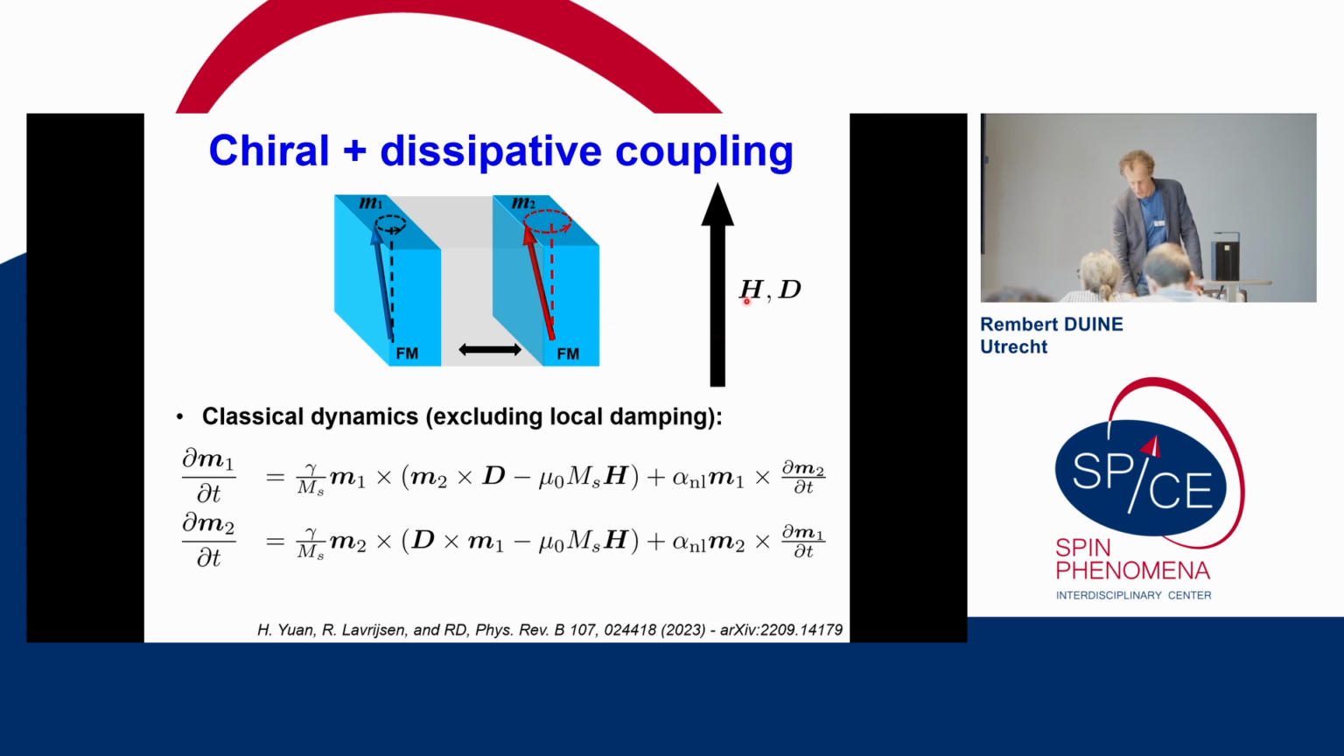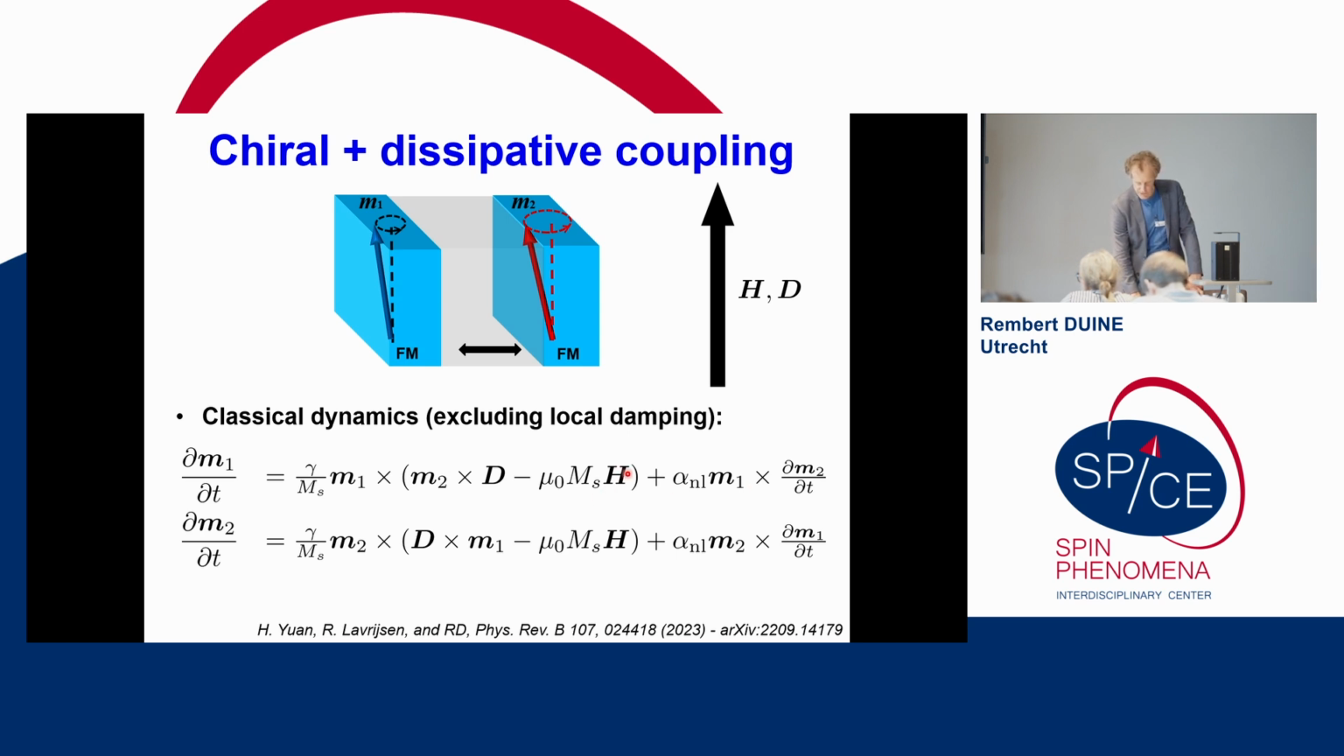Now, choosing the external field H and the Dzyaloshinskii-Moriya vector in the same direction, let's say the z direction, you can write down these two classical equations of motion for left and right magnet, M1 and M2. You get these equations, so there's a term due to the DMI, there's a term due to the external field, and there's this non-local coupling, this viscous, dissipative coupling. I've not written down the local Gilbert damping because it plays no role for what I'm going to say.